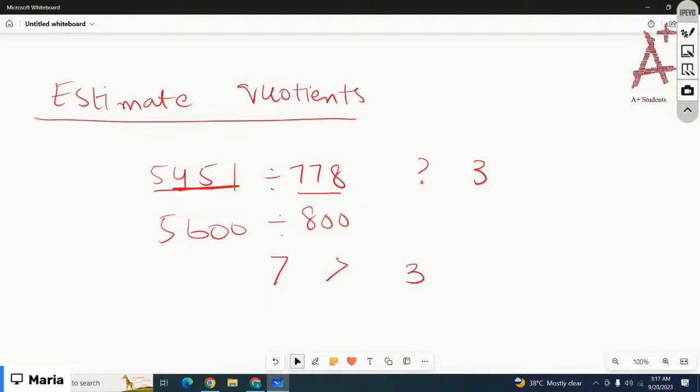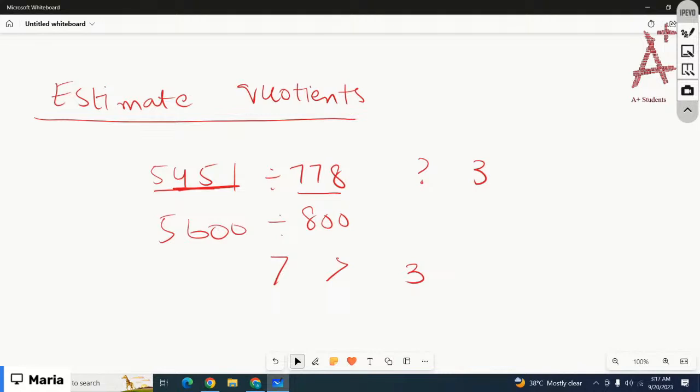So how do you compare 7 is greater than 3? That is the estimated answer, not the exact answer, because when you divide 5451 by 778, that would be some decimal answer. You don't have to write the decimal answers, you can find the estimated answers. This is just the estimated answer, right? If you divide 5451 by 778, that would be some answer near, around 7, or greater or less than 7, right? So let's just do another example.